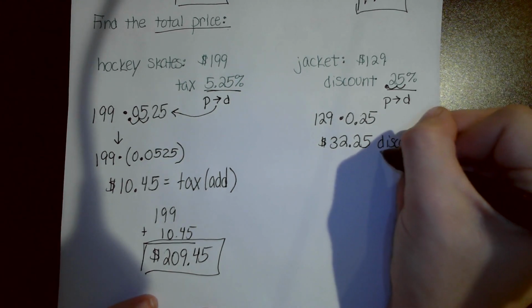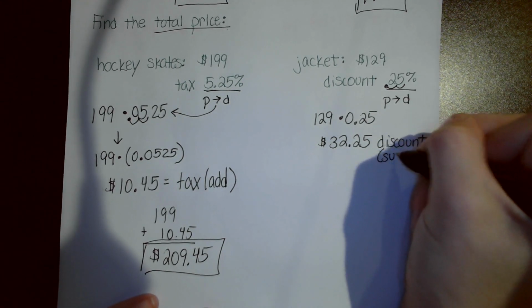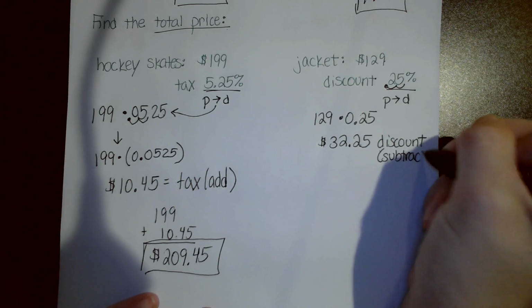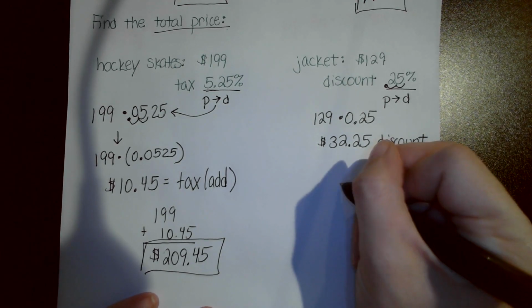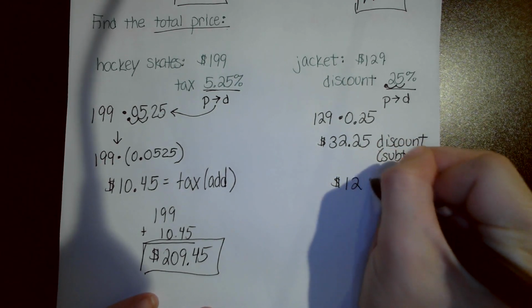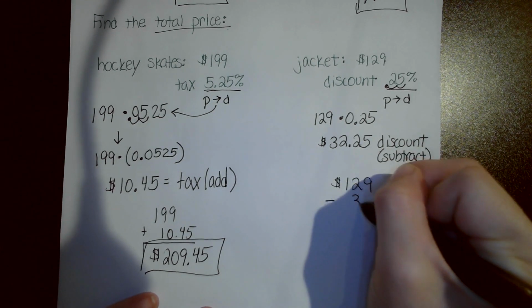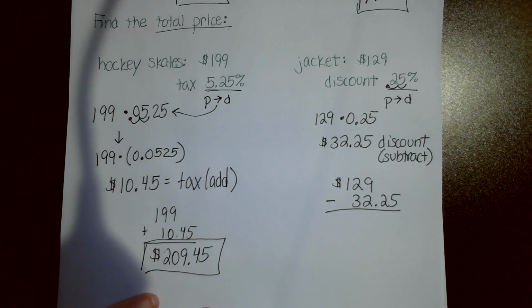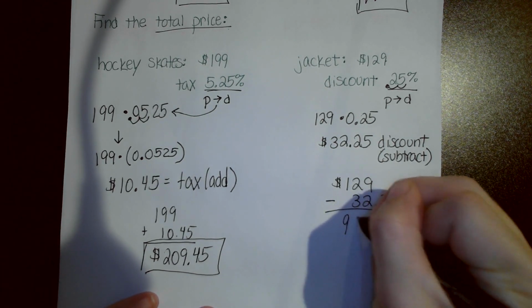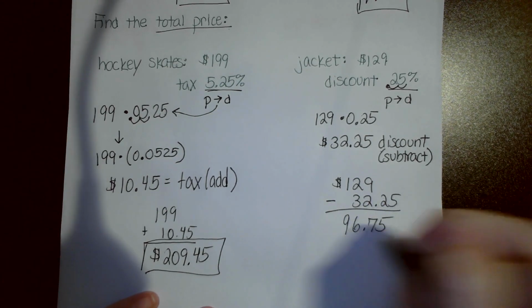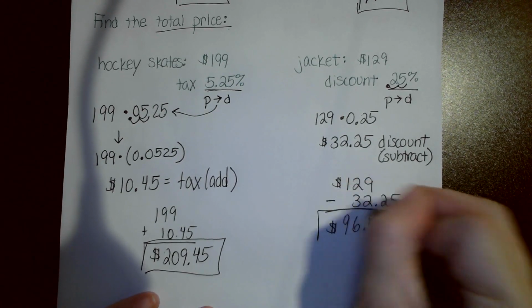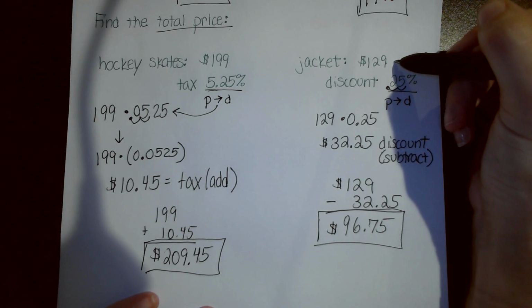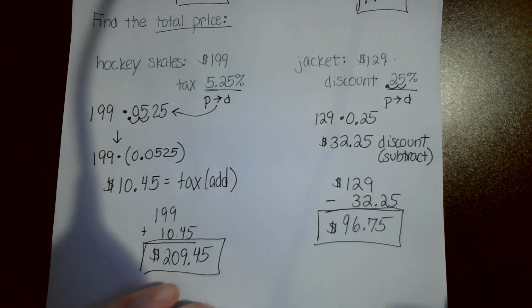So now if it's a discount, we are going to subtract. Take it away. So I'm going to do my 129 minus 32.25. So 129 minus 32.25 is 96.75. So I'm going to get my jacket that was $129 for $96.75. Great deal.